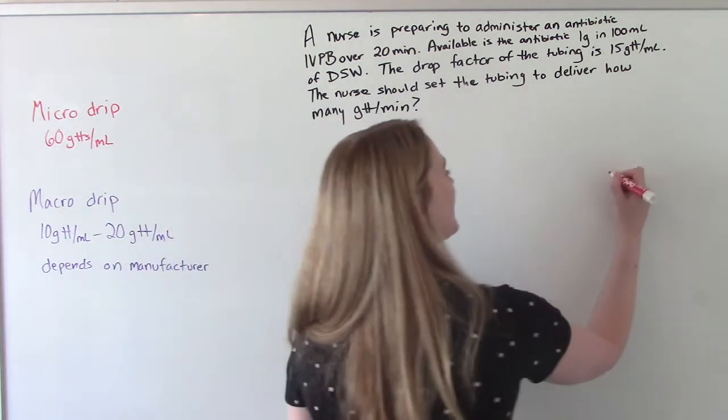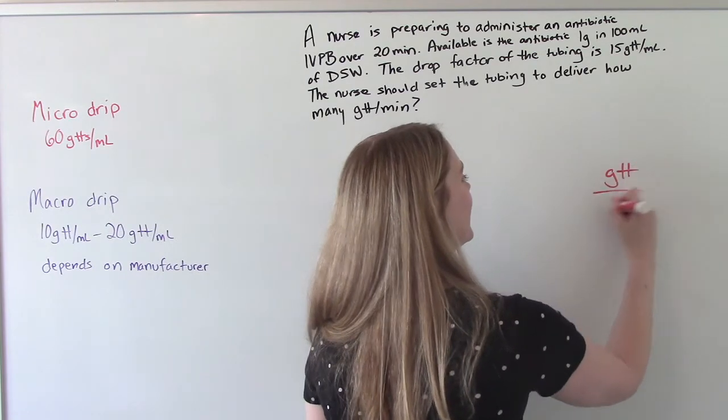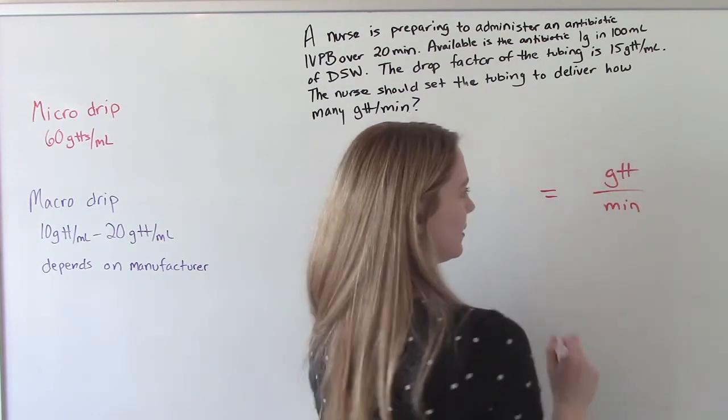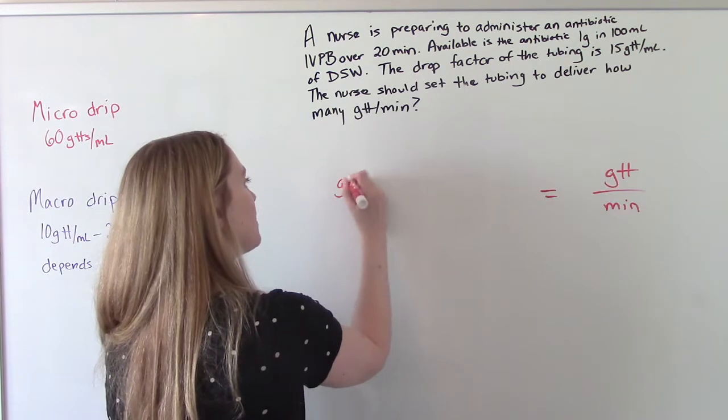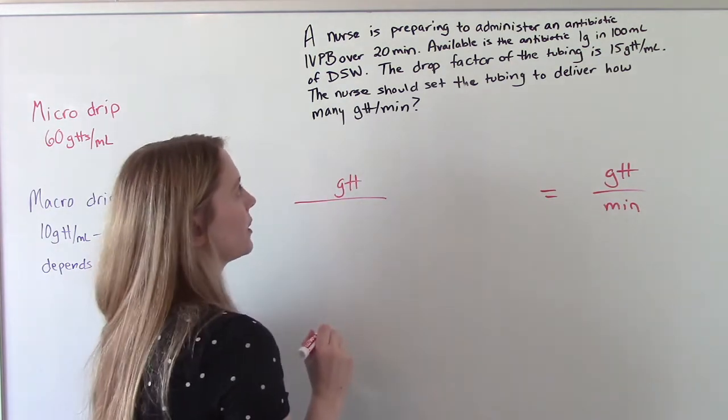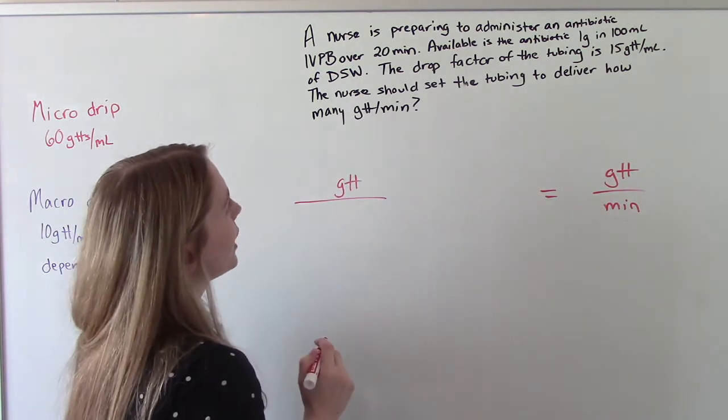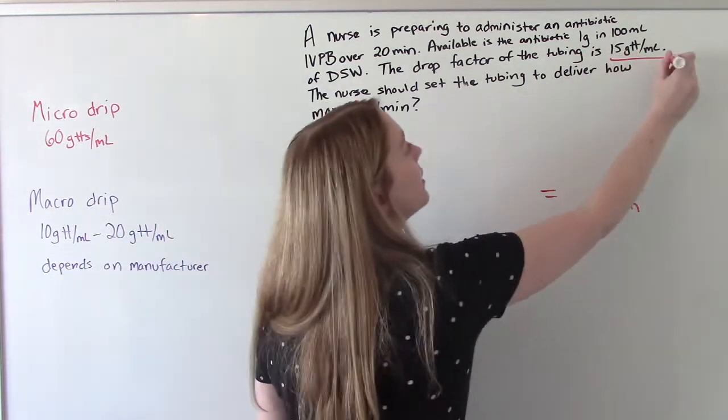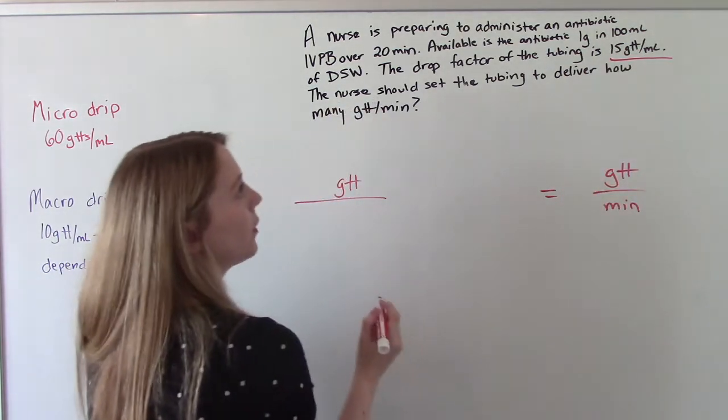So, just like before, looking for drops per minute in our answer. So we'll have drops here in our numerator, and where do we see it in our problem? Here, 15 drops per ml.